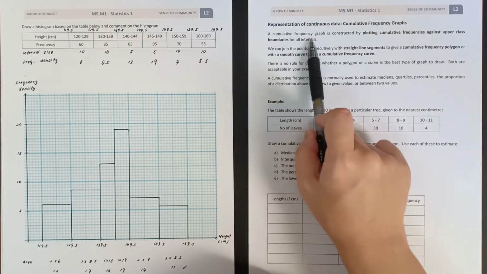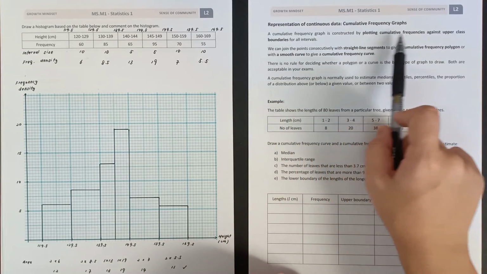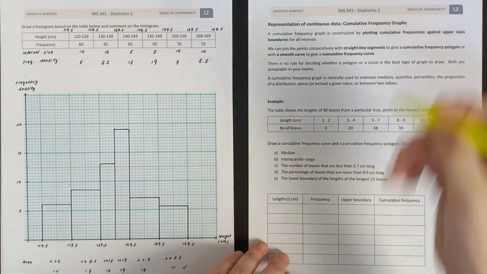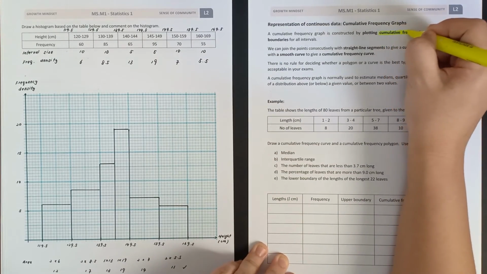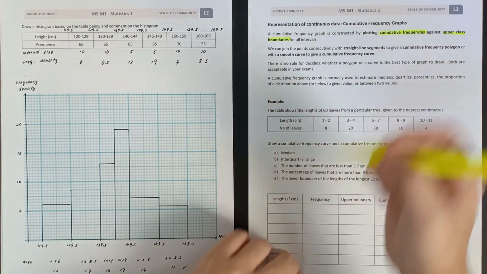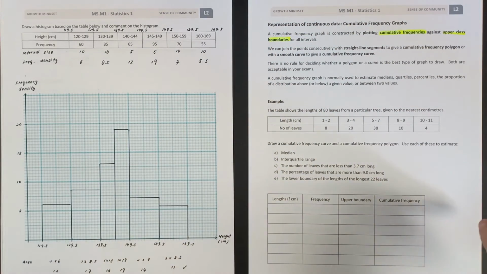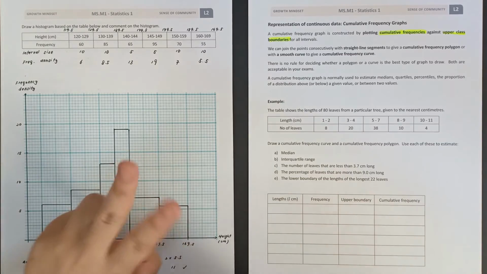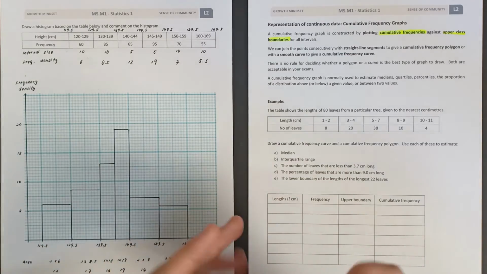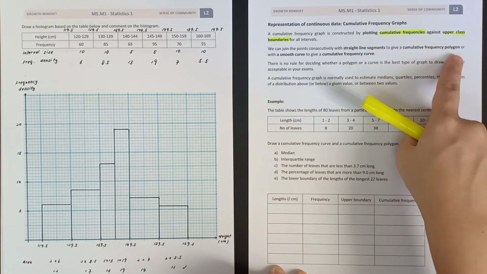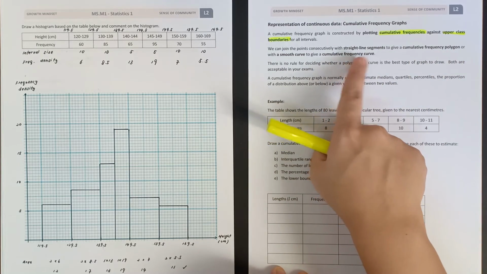Okay, so a cumulative frequency graph is constructed by plotting cumulative frequency against upper class boundary. So remember, cumulative frequency and upper class boundary. For your x-axis, it will be your upper boundary, then your y-axis is going to be cumulative frequency. You have two types of cumulative frequency graph. The first one is the cumulative frequency polygon, then the second one is the cumulative frequency curve.